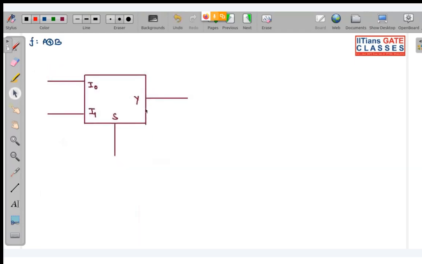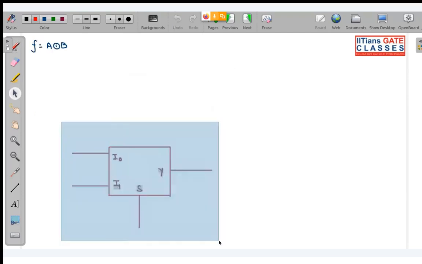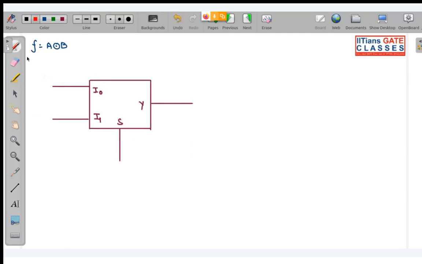Now similarly for this one, this is very simple. You want to construct A XOR B. You take B over here and B complement over here. So Y will be A complement B plus AB complement. So that will be A XOR B. Similarly, you can even do XNOR. That is also very simple. Just take B complement over here and A over here. So you will be getting A complement B complement plus AB. So that is A XNOR B.